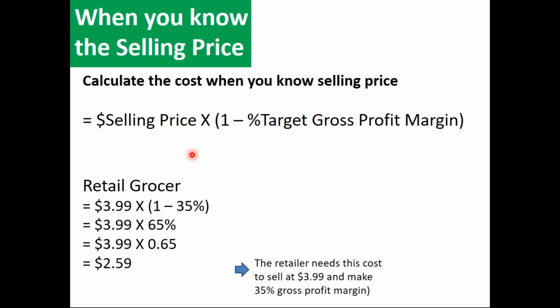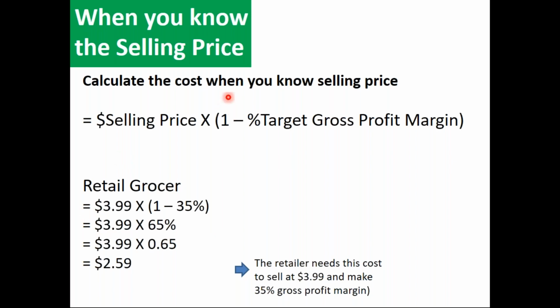So just to summarize, there's a couple different calculations for you. When you know the selling price, you may want to calculate what the cost is. So if you decide, I want to sell this product for $3.99, what do I need to charge a retailer, let's say, in order for that retailer to make the margin?